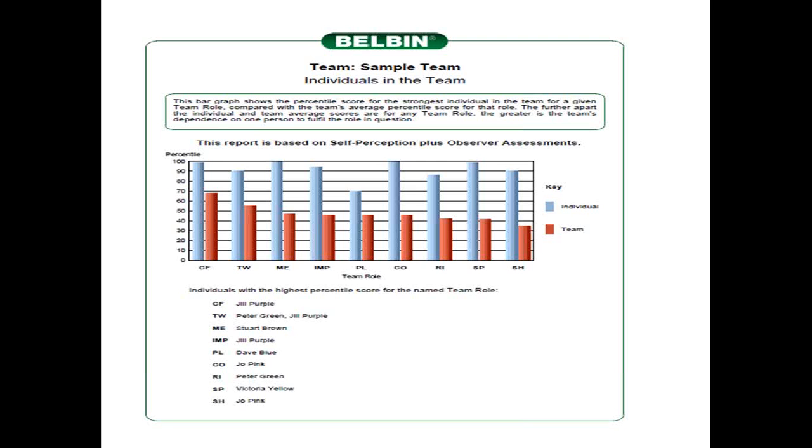If you take a look at the individuals, which are the blue bars, the individuals all have higher, what we describe as percentile scores than the team. So an individual can be stronger in a given role than the team's average percentile.